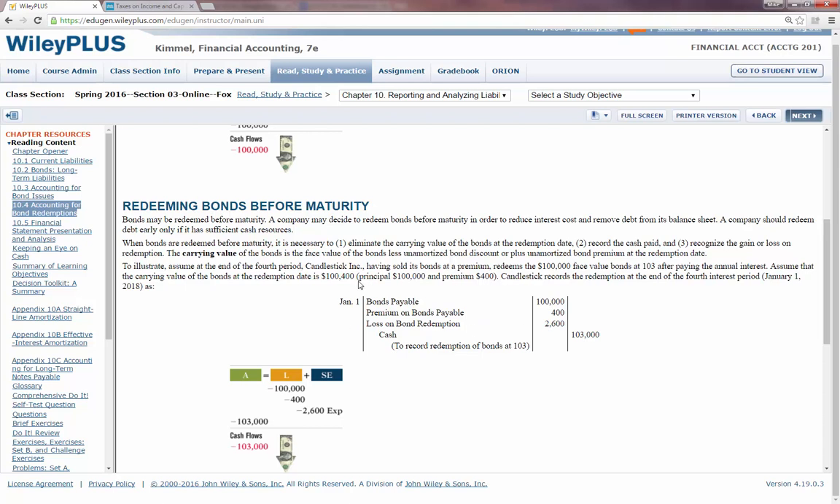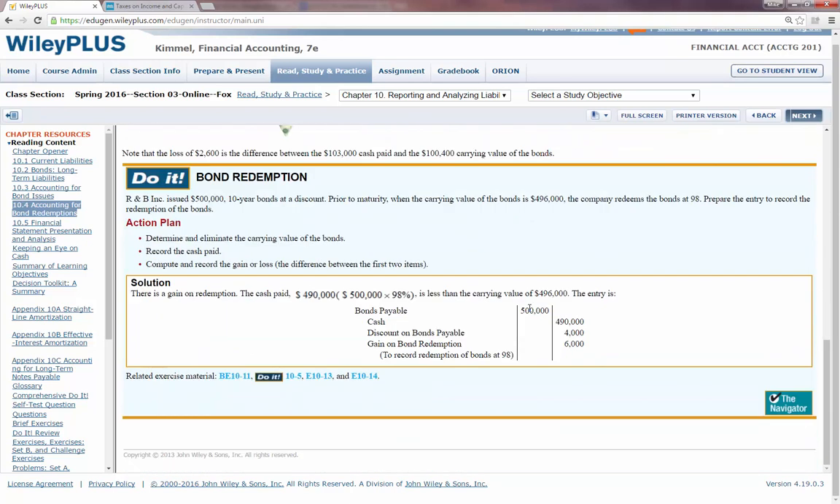So again, understanding this concept, because it's going to ask you to do journal entries, right? You've taken these tests before, you know the kind of stuff that it continually asks you to do.